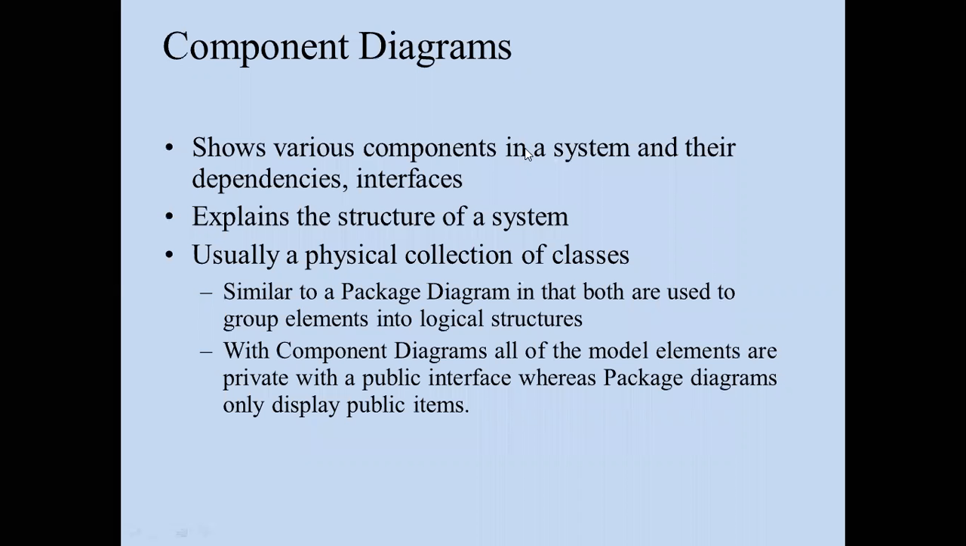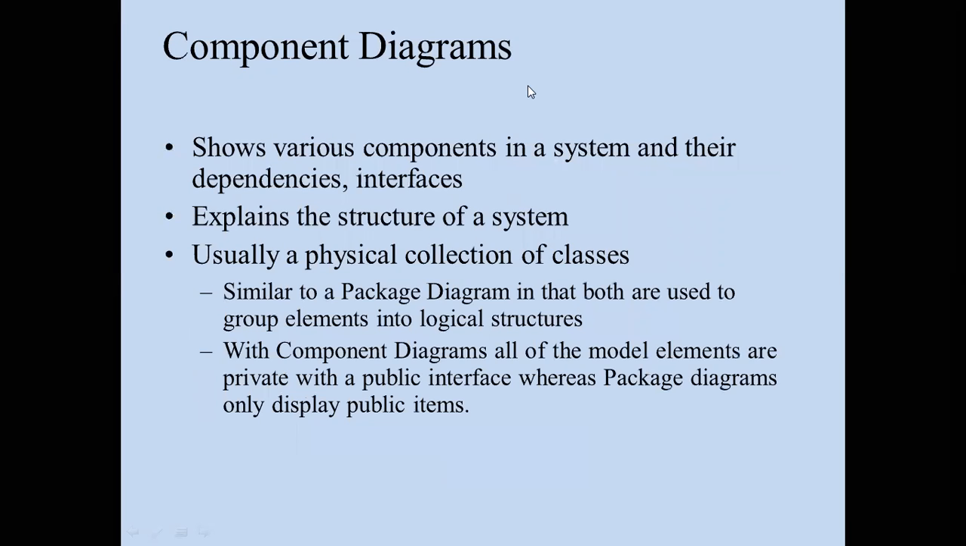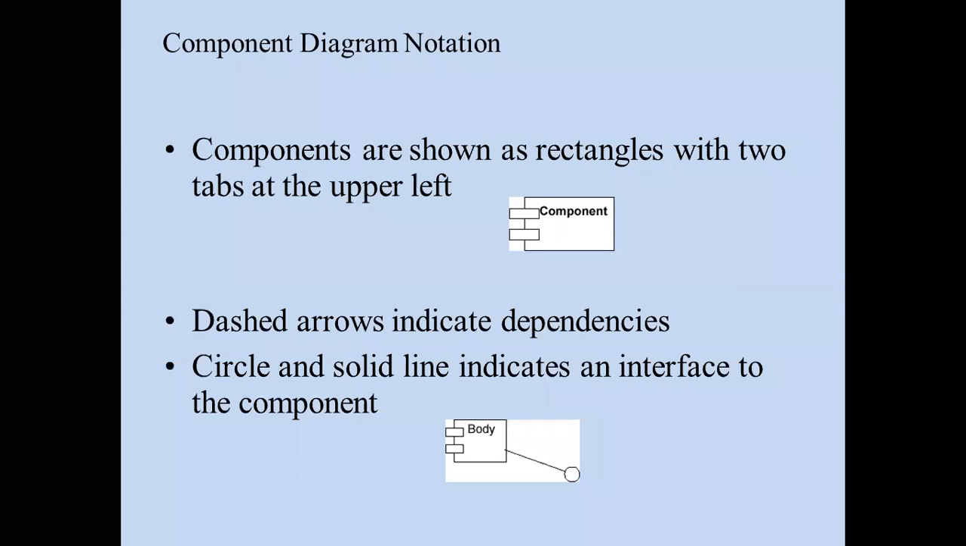Then we have seen the component diagrams. It shows the various components in the system and their dependencies, interfaces. Usually it is a physical collection of classes similar to a package diagram. Here you can see the components are shown as rectangles with two tabs at the upper left side. Here you can see the declaration of a component, how to draw the component. These are the two tabs at the left side. This is the component.